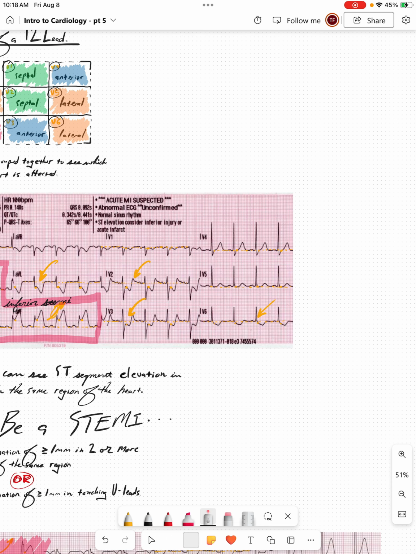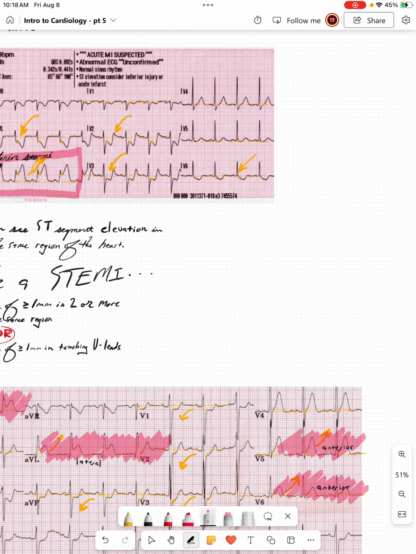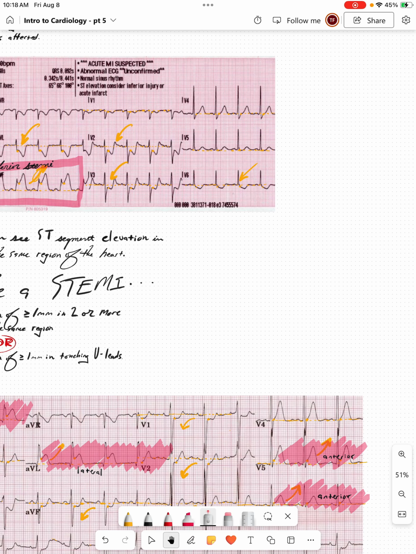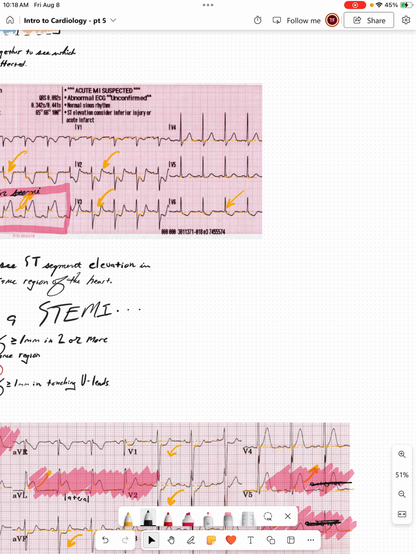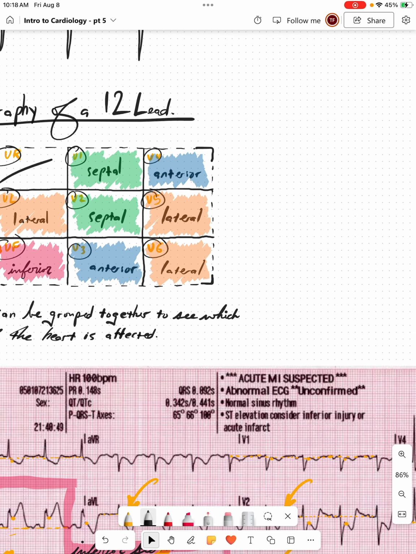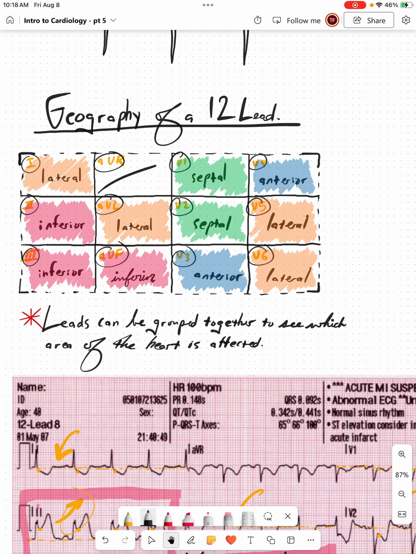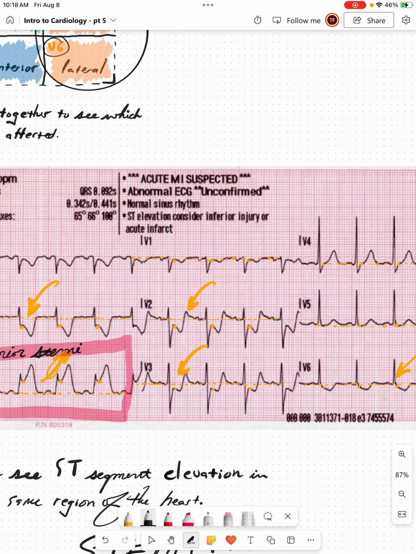Wait, no. What am I talking about here? Yeah, I marked this incorrectly. My bad. So let's fix that really quick. And say I thought something looked wrong. Sometimes we all make mistakes. So let's double check, make sure we're good to go here. You'd think I'd know after all this time. So we have anterior, lateral, lateral here.